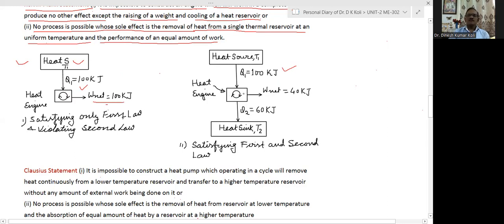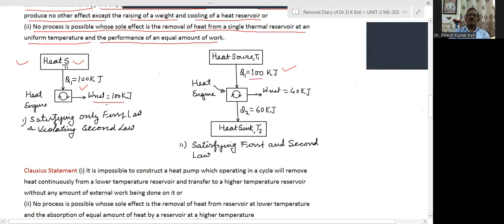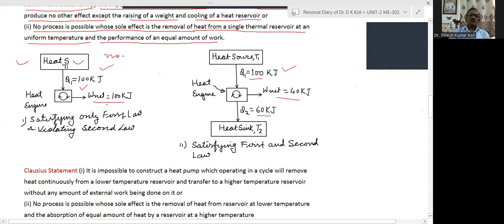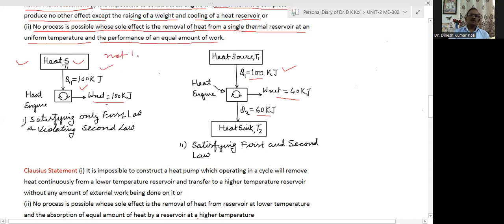In the second case, if we take 100 kilojoules of heat from the heat source, we produce 40 kilojoules of work and reject 60 kilojoules of heat. This case is possible, right? The first case is not possible. This is not a practical case.